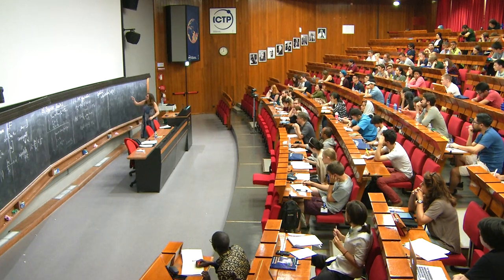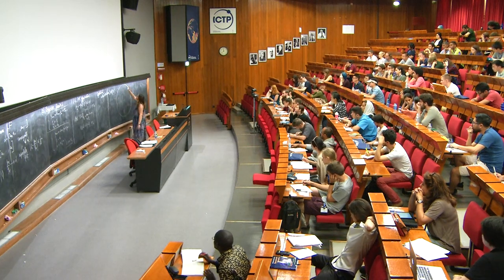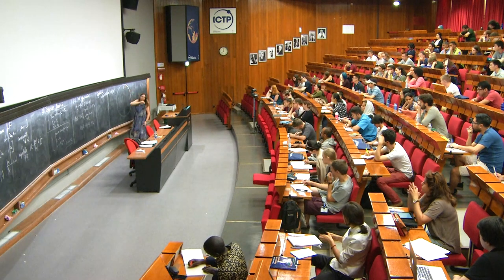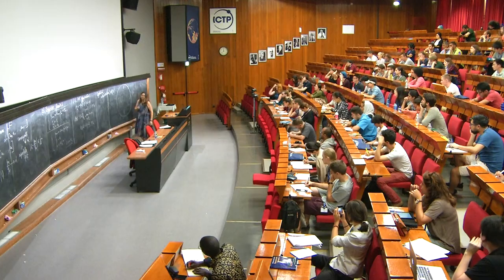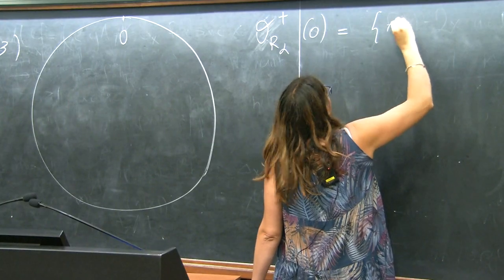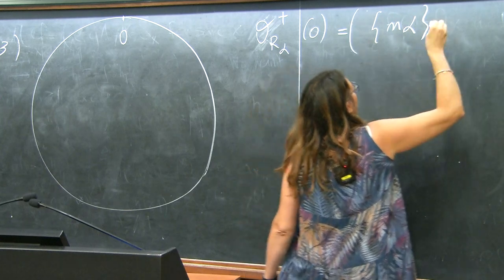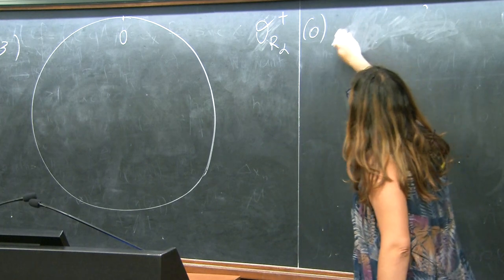They are the best approximation, but dynamically. So I'm going to draw a plot, a large circle. I have to do many pictures today. I'm going to put a zero on top of my circle, just because I like zero on top. If I look at the orbit of zero under the rotation by alpha, this is basically the fractional part of n alpha, on the circle, on [0,1].